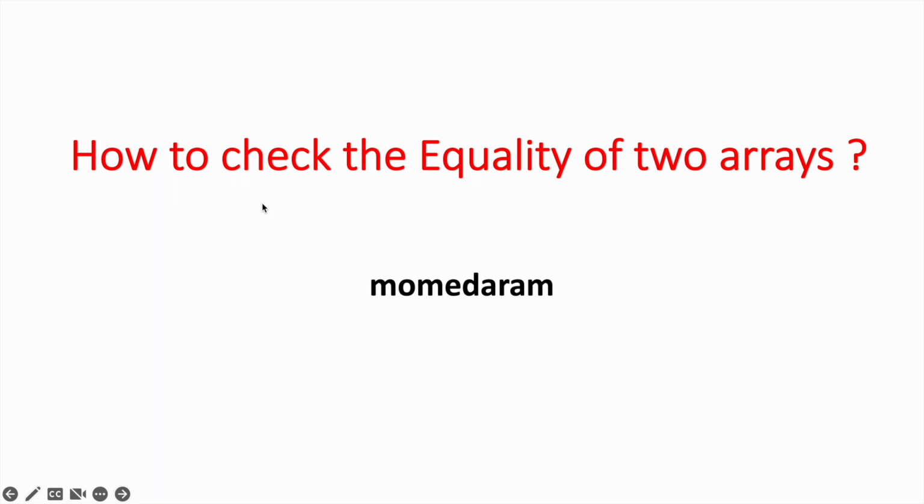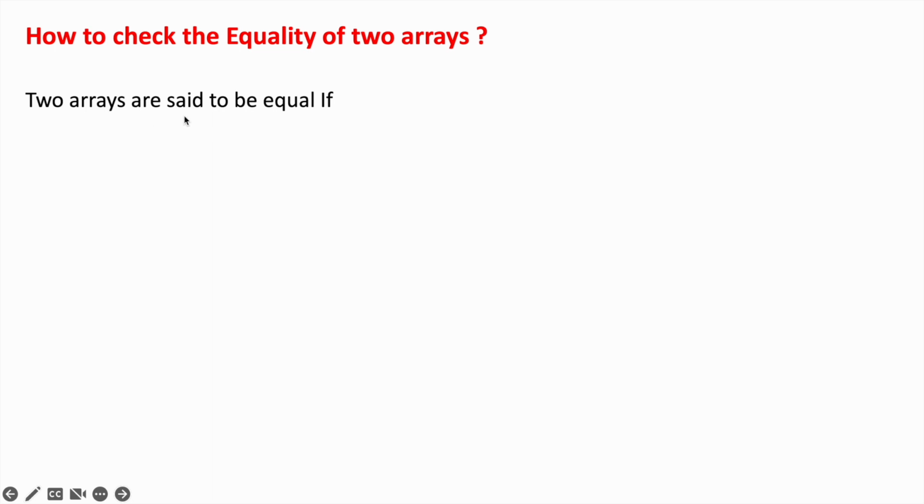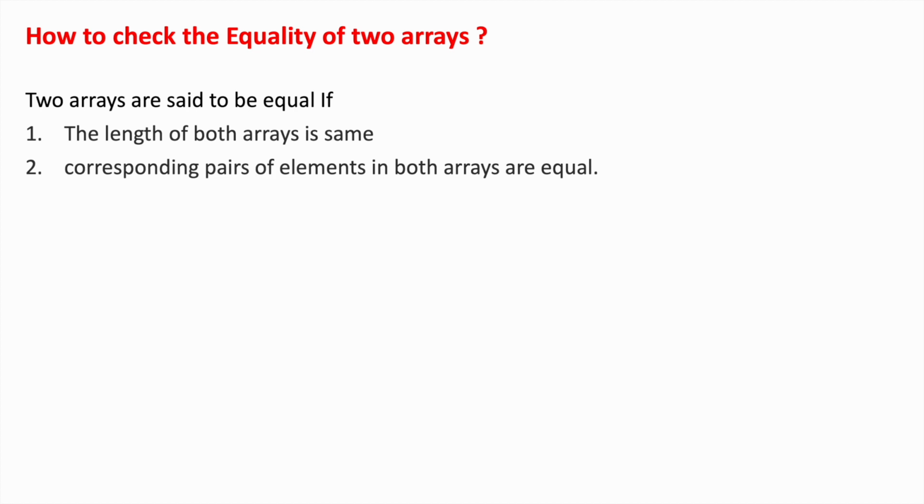In this video, we will see how to check the equality of two arrays. Two arrays are said to be equal if the length of both arrays is the same, and corresponding pairs of elements in both arrays are equal.